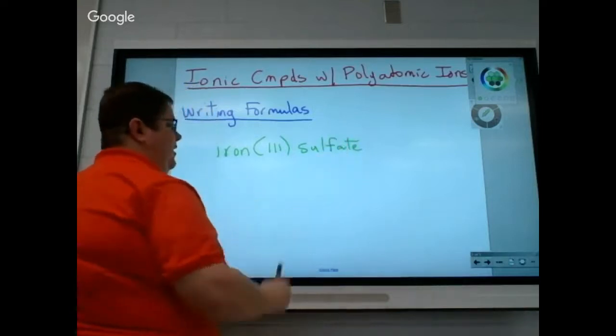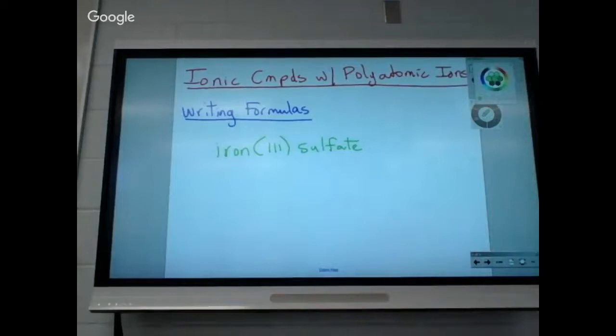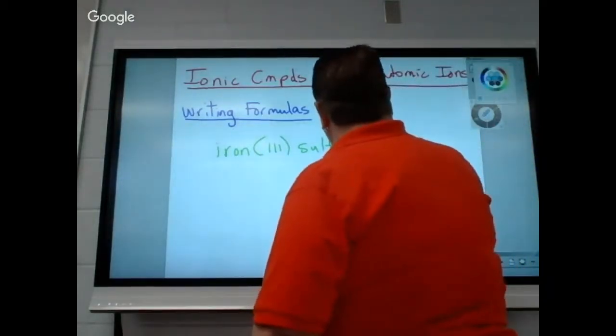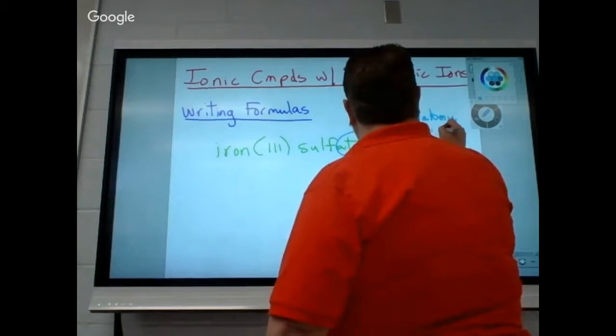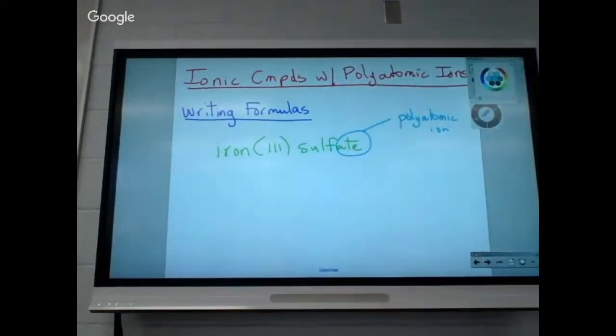Can anybody tell me what's different about this name versus what we were writing yesterday? The ATE. That's the biggest thing you should notice about this name. This right here tells us that we have a polyatomic ion. Now, if you were in some chemistry classes, you'd have to memorize those. My daughter's chemistry teacher has given them 25. They have to have memorized by week 4. Be thankful you're not there. Not a big fan of memorization, mainly because I've gotten old and I can't remember my name.